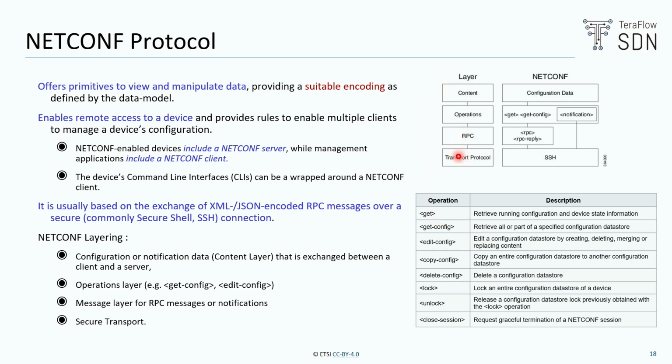It's based on layers. At the very bottom we have the transport layer, usually implemented through SSH. On top of that I have a number of RPCs, remote procedure call methods, that I can use to configure. Here you have a list of the operations. The operations are implemented on top of these RPCs, and the common ones are get, get-config, edit-config, copy-config, etc.